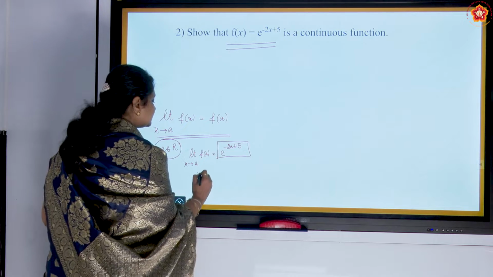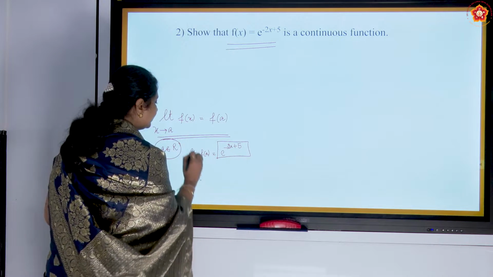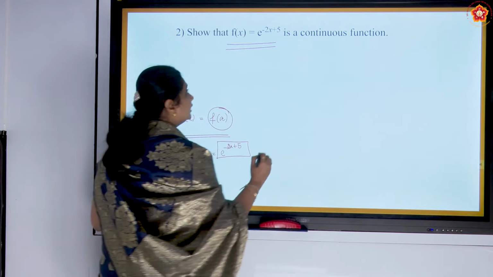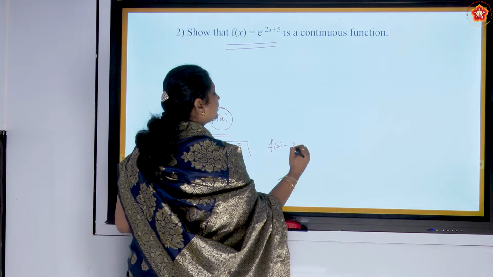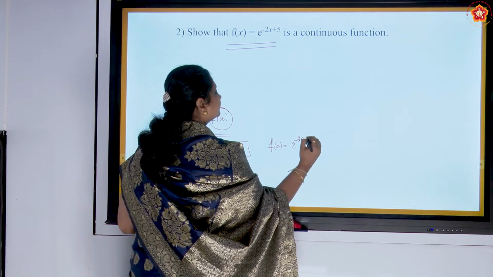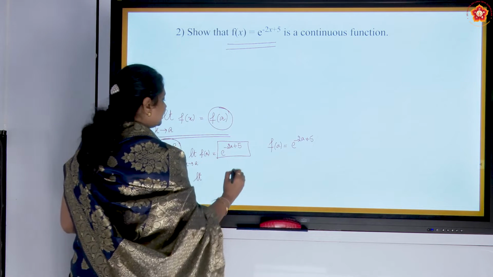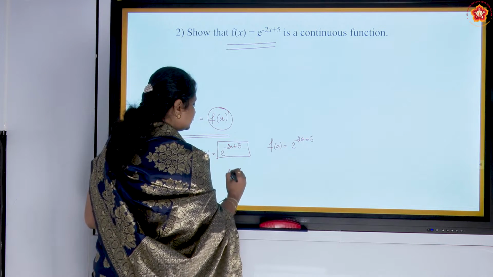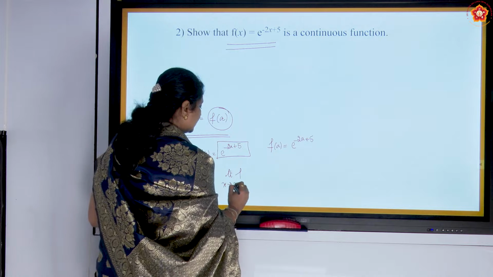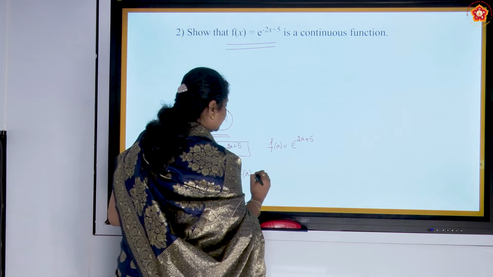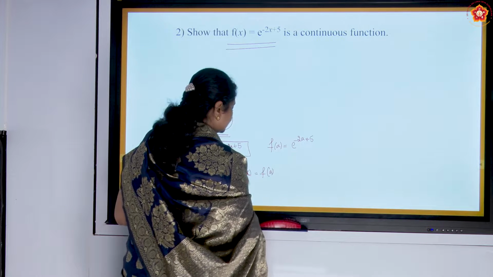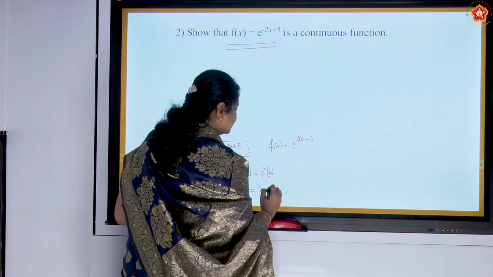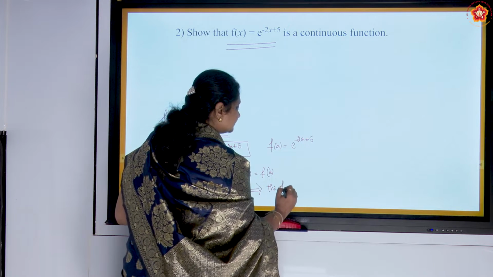Now next, we need to check if it is equal to f of a. Now what is f of a? Instead of x, we are going to replace a again. So from here it is very clear that limit x tending to a, f of x is equal to f of a, and this implies the function is continuous.